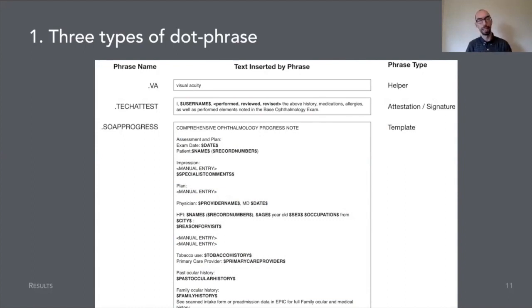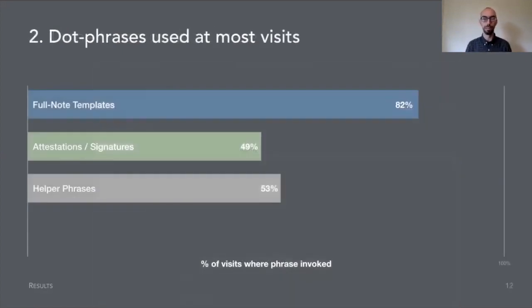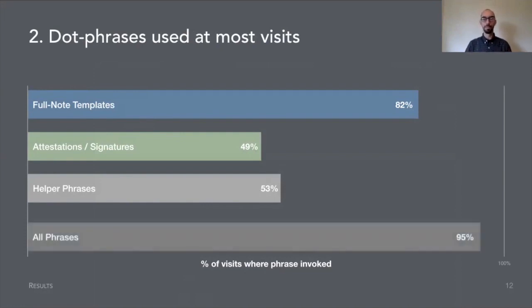So these were the 3 broad types that we saw, but how often were they used? Well, when we looked across the 200,000 visits that our data set was covering, we found that over 80% of those visits ended up using one of these full note templates. Somebody, whether a staff member or the provider, had invoked one of these phrases while generating the note. Less common was use of these attestations or signature phrases, or the helper phrases, which were only used in about 50% of visits. But if we just say, what percent of visits had any type of phrase used at some point when writing the note, that's about 95%, which is the vast majority of visits.